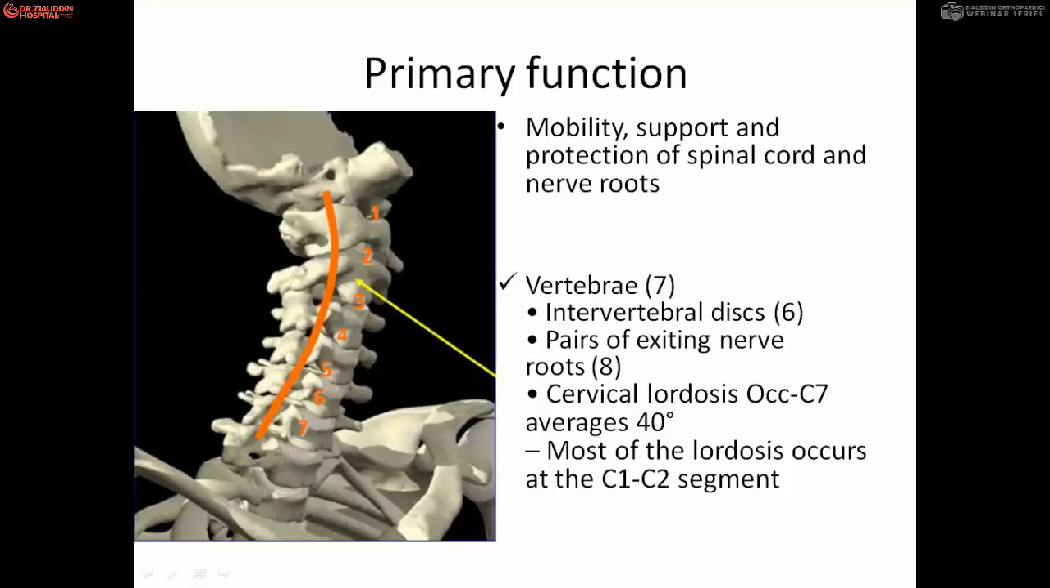Okay. If you can see on this 3D image, most of the lordosis is at the level of the C1 and C2 segments. And that is the most mobile area.